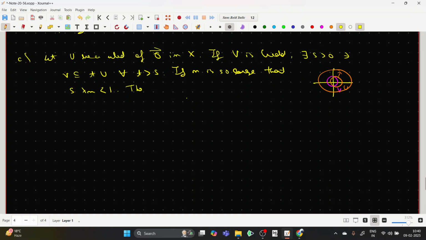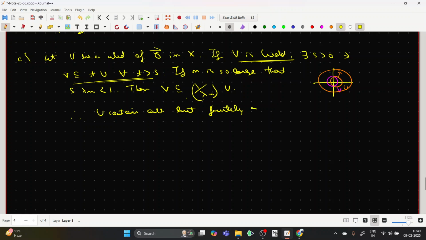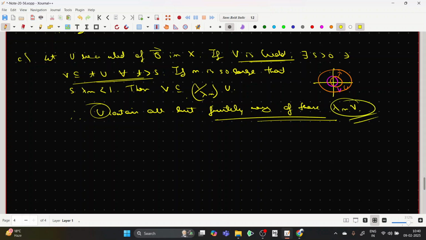Then, if I just invert lambda n, I'll get something very large. So then V must be contained in 1 over lambda n times U by the boundedness of V, by this property, right? What does that mean? So this means that U contains all but finitely many of these lambda n V's, right? Hence this collection of lambda n V's forms a local base. Fine.